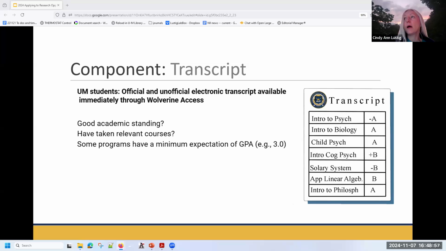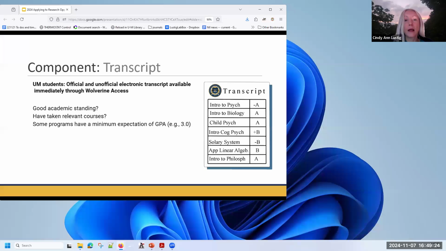Your transcript, if you're a University of Michigan student, both your official and unofficial electronic transcript are available through Wolverine Access. So you don't need to do anything special, just log into your Wolverine Access. If you are at another institution, again, ask your advising office and they can certainly help you find that if you can't find it through your university's webpage. And again, we're usually looking at things like, do you have good academic standing? Have you taken relevant courses?